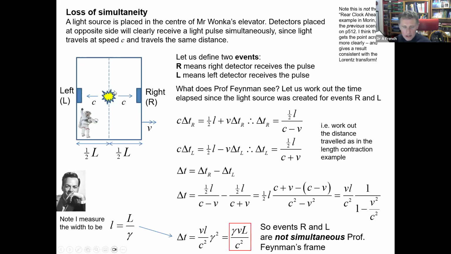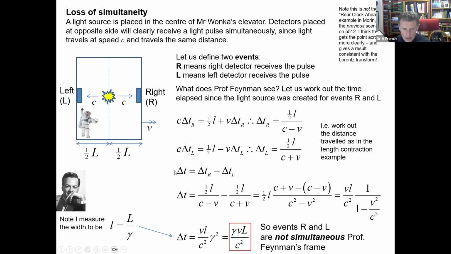And so what you do is you say, okay, we could take the same elevator, but instead of a light pulse going from left to right, we let off a little firecracker in the middle. So one goes one way and one goes the other. And what we do is we define 2 events. In the frame of the elevator, obviously the light pulse will hit this mirror and this mirror at the same time, because it goes the same distance, half L. That just makes sense, doesn't it?